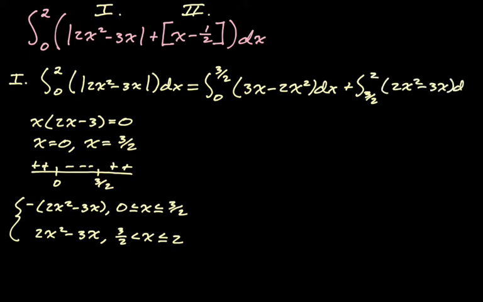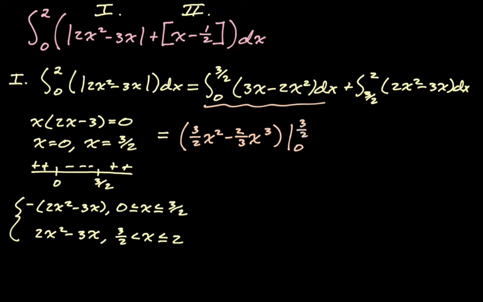And there's nothing nice that happens here. You just have to do both of them. There's no symmetry that you can use to cancel or anything like that. So we'll do this one. It's just reverse the power rule, and then use the fundamental theorem on it. So 3/2 x squared minus 2/3 x cubed from 0 to 3/2. So really the hardest part of this is rewriting the absolute value. And then once you're done with that, it becomes kind of a standard integral. So here we'll get 2/3 x cubed minus 3/2 x squared, and that's from 3/2 to 2.